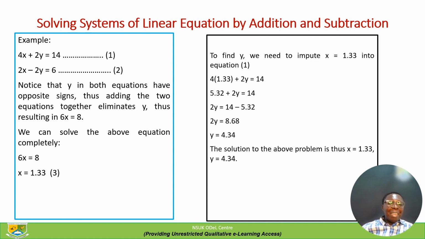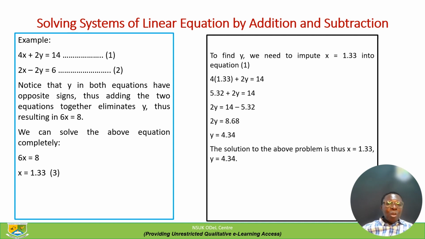So in this next slide, let's say example 1, we have 4x plus 2y equals 14, equation 1, and 2x minus 2y equals 6, equation 2. Notice that y in both equations have opposite signs. Thus, adding the two equations together eliminates y, resulting in 6x equals 8.